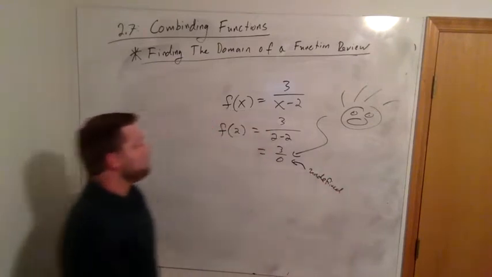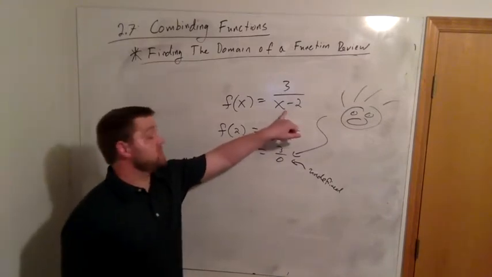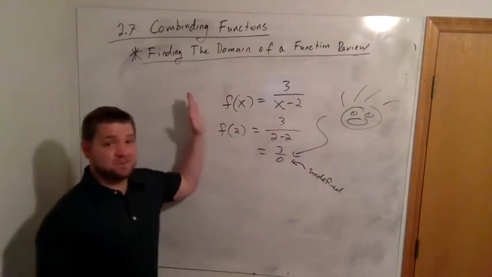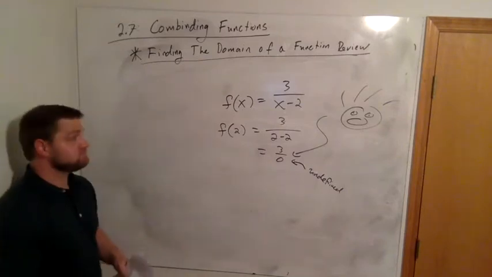There is no output when I plug in 2. This should make sense because if you were to graph this function, like we do in section 3.6, there is a vertical asymptote at x equals 2. There's no output there, so 2 is not in the domain of this function.